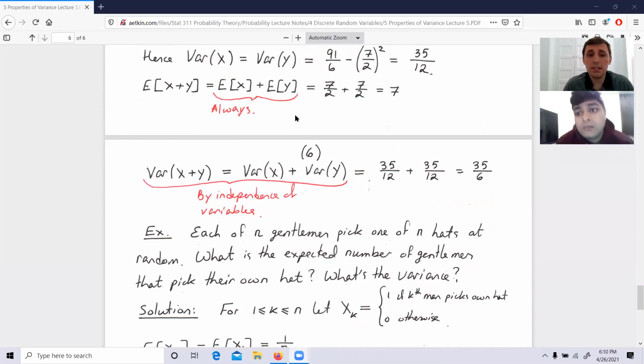All right, guys, here is another example. Each of n gentlemen will pick one of n hats at random. What is the expected number of gentlemen that pick their own hat? And what's the variance?